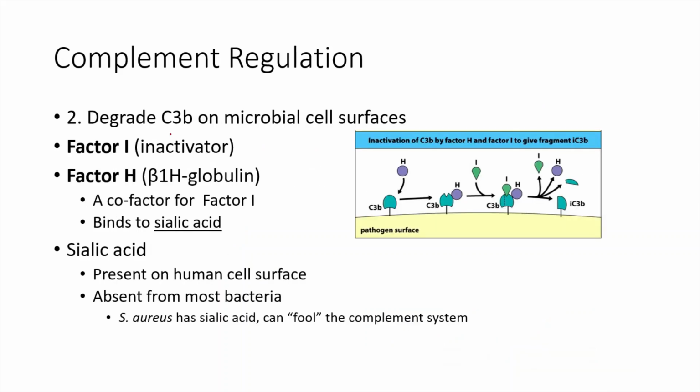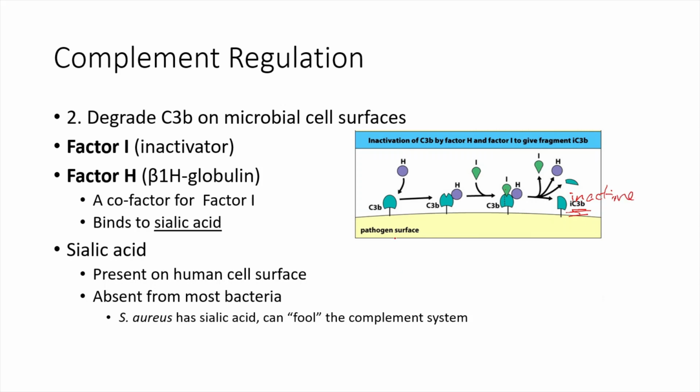All right, so when it gets too much on the microbial surface, it can actually degrade some of those. Now in terms of degrading on a microbe surface, this includes factor I and factor H. These two need to work hand in hand together. Factor H needs to bind to C3b, and factor I comes in to cut it, basically inactivating the C3b. So iC3b, this i means inactive.